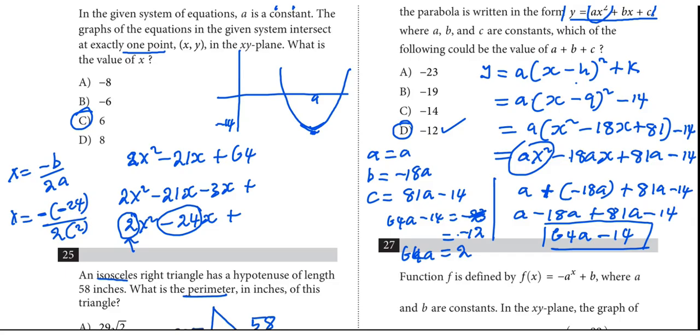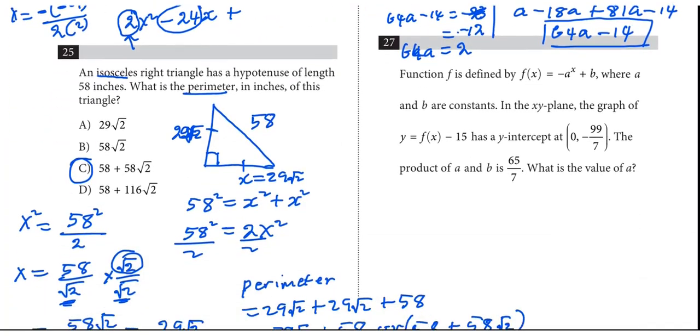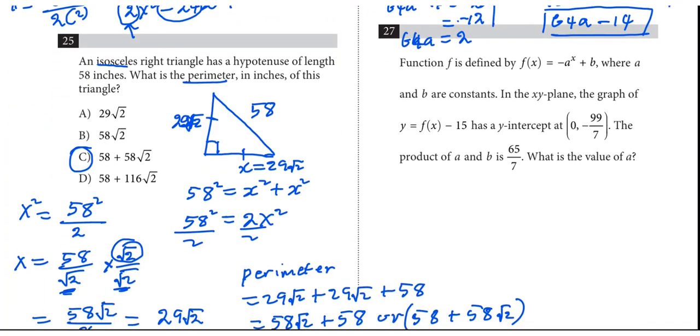I hope that makes some sense. All right, so now let's go to the final question, question 27. Function f is defined by f of x equals this, where a and b are constants. In the xy-plane, the graph of y equals f of x minus 15 has a y-intercept at this. The product of a and b is this. What is the value of a?